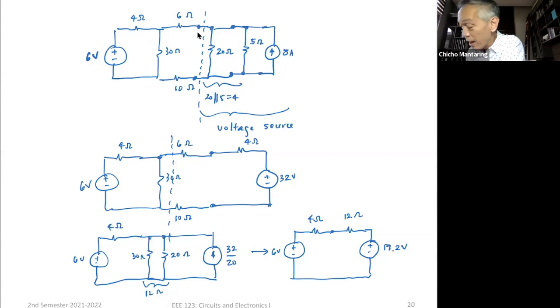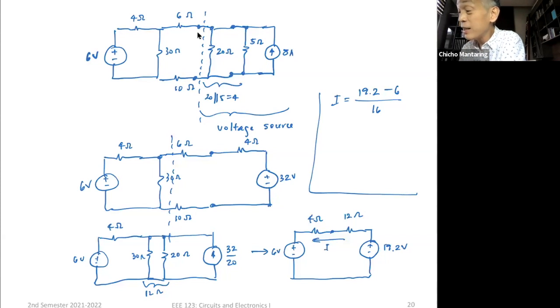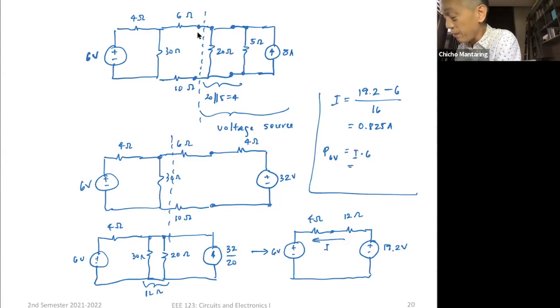Okay, so ano magiging power associated, kasi yung problem, no? What is the power associated with my 6 volt source? All I have to do is get this current. What is I? So dito, I is equal to 19.2 minus 6 divided by 16. Okay. 19.2 minus 6 divided by 16. This is going to give me 0.825 amperes. Okay, and P, 6 volts, is equal to I times 6, which is going to give me, so I'll just give you the answer, 4.95 watts.